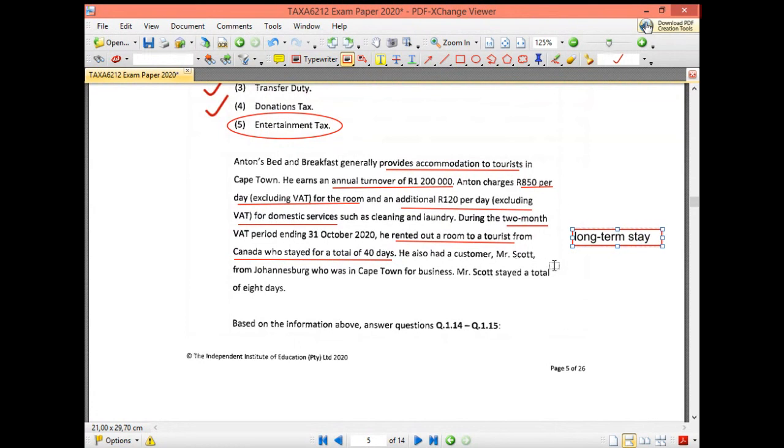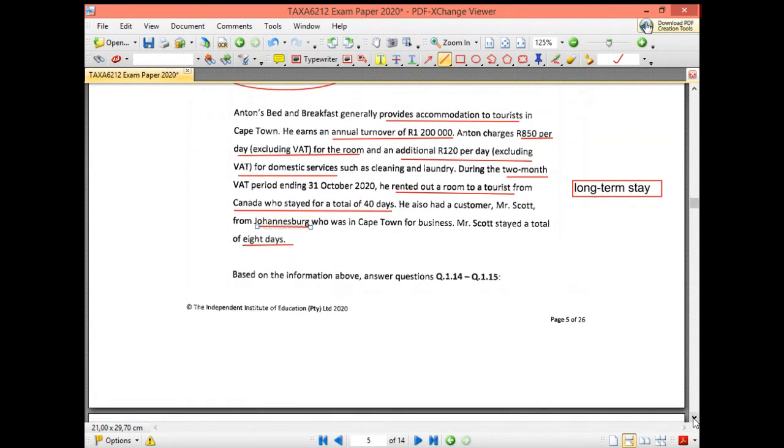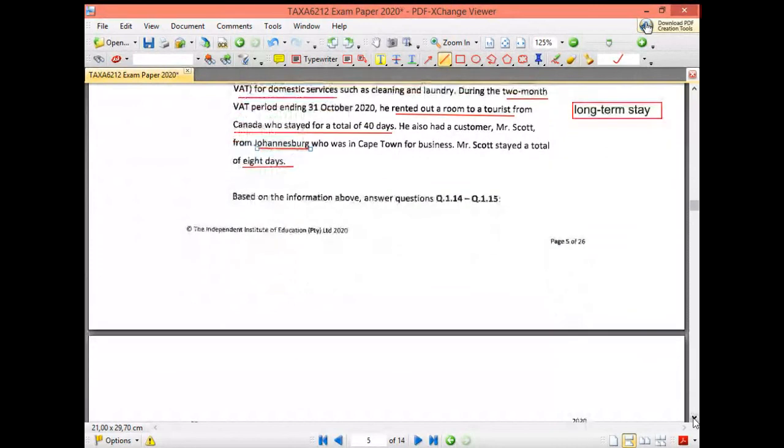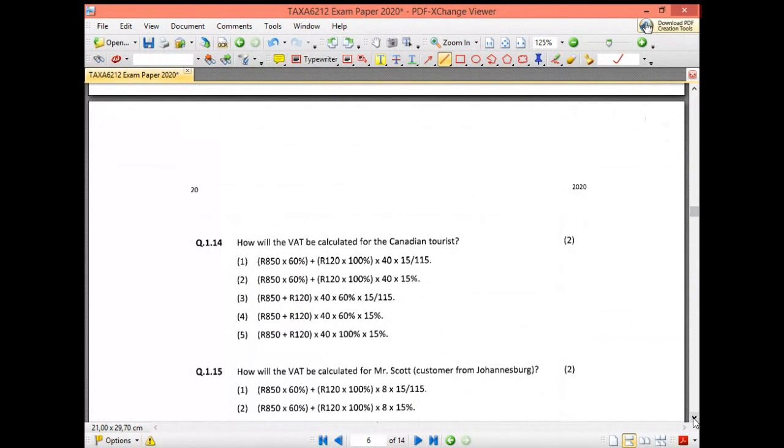And then he also had a customer, Mr. Scott from Johannesburg, and he stayed for 8 days. So we had a foreigner and a local. Based on the information, they're probably going to ask you something VAT related. And you need to make sure whether the amount is inclusive or exclusive of VAT when you do the calculations. Let's see, what do they ask you? How will the VAT be calculated for the Canadian tourist?